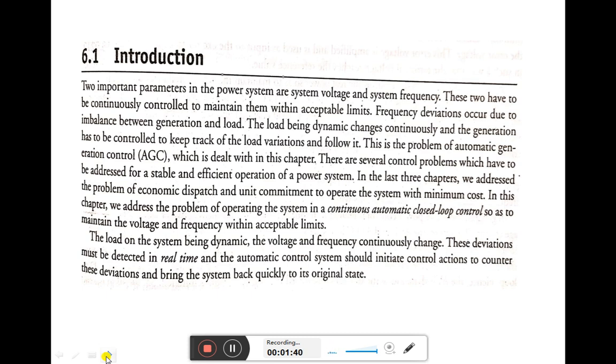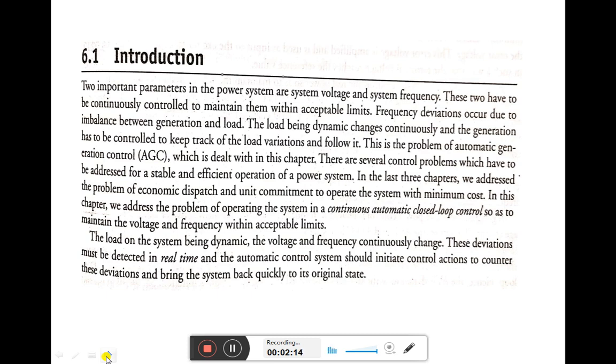The reason for change in the frequency is the imbalance between the present load requirement and generation. If the load requirement is matched by the generated power, we will be able to maintain the frequency. But if the load requirement varies and does not match the generated power, in that case we face the problem of change in the frequency.